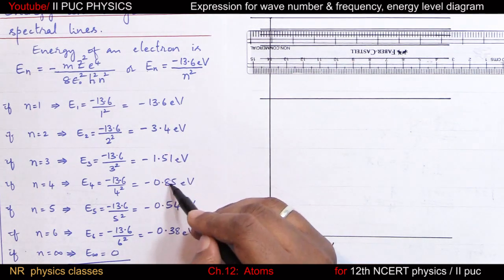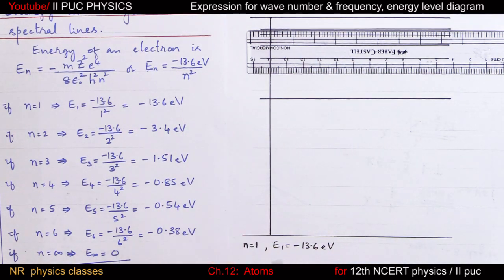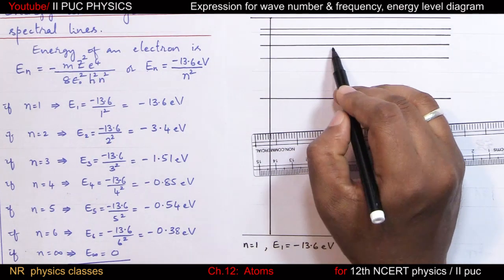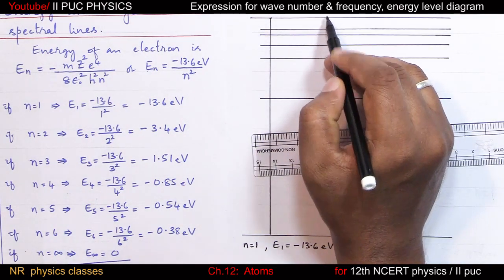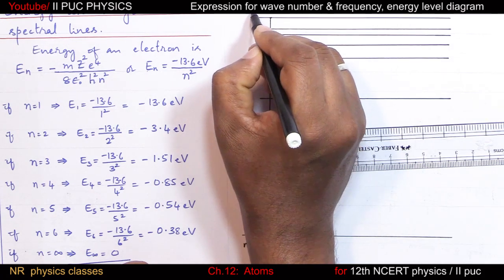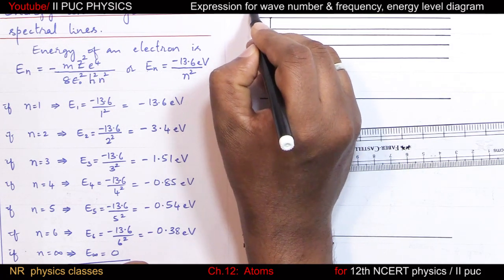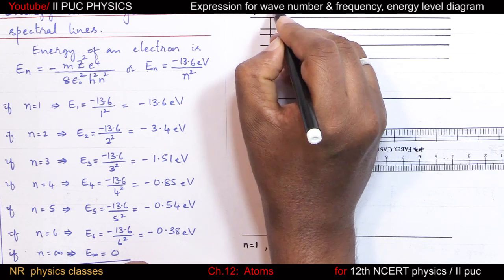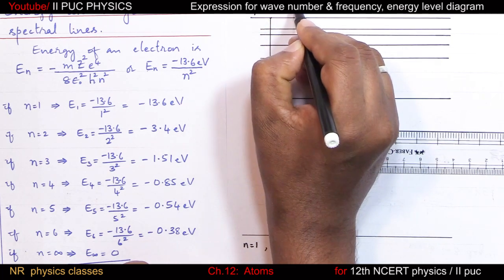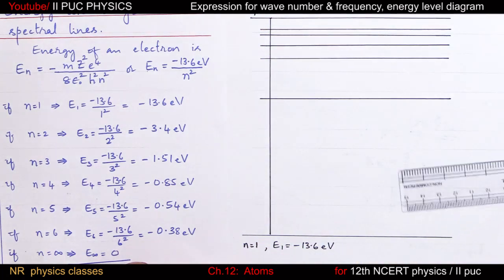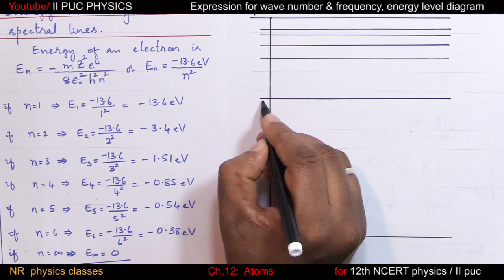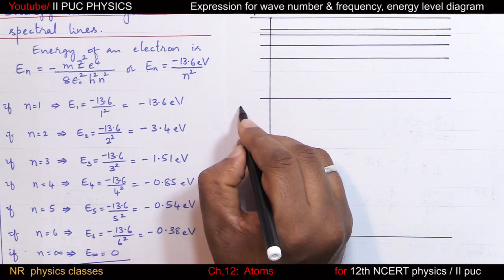1, 2, 3, 4, 5, 6, and then this is 0. So this energy corresponds to 0. So this is n equal to infinity. E infinity, energy at infinite level is 0. Okay. Now this is n equal to 2.